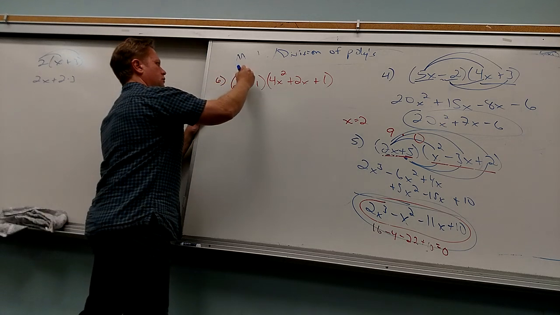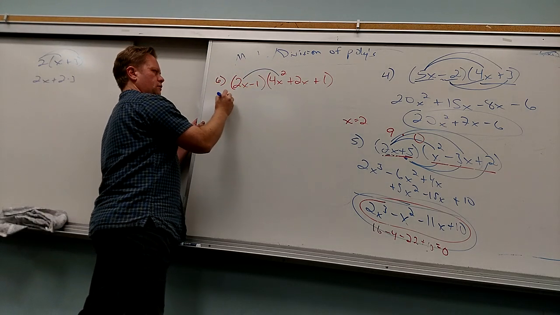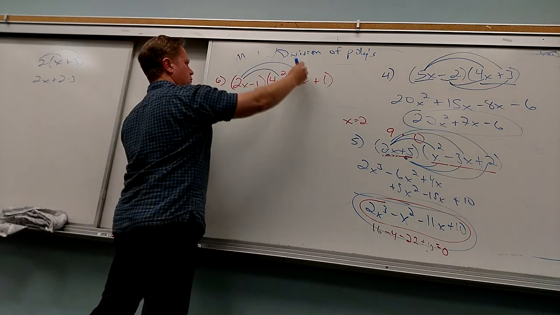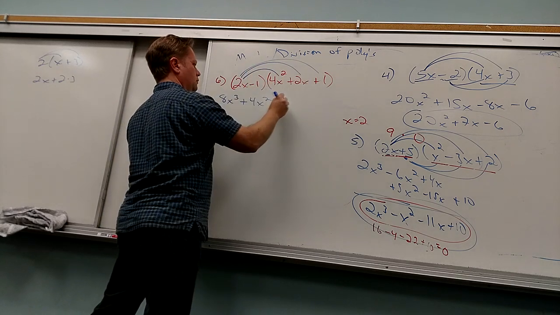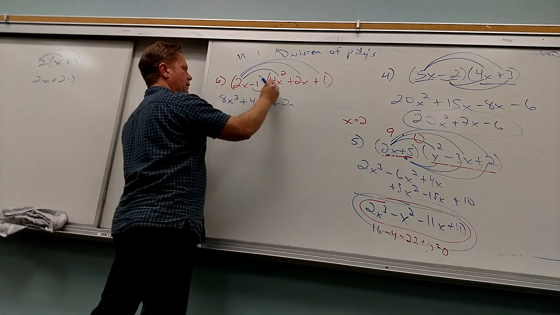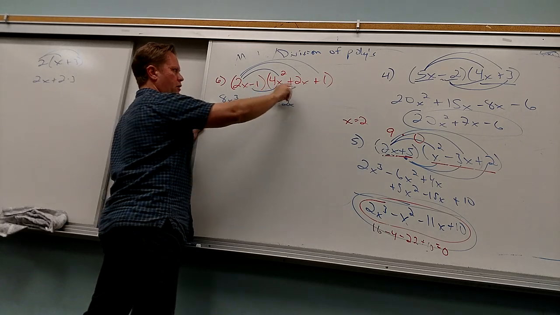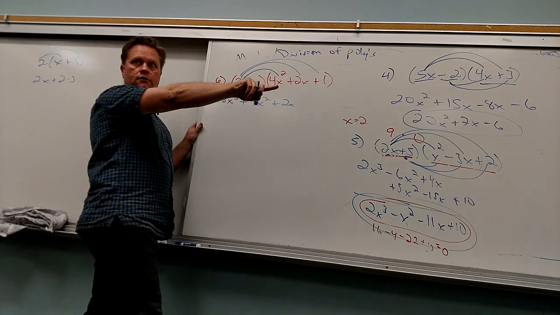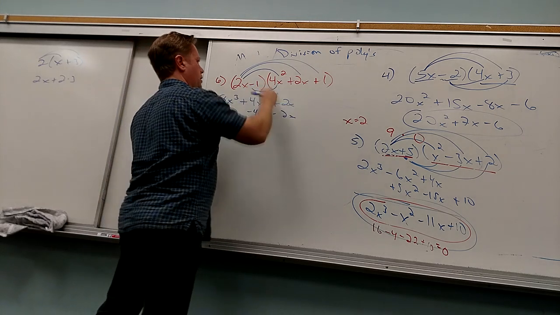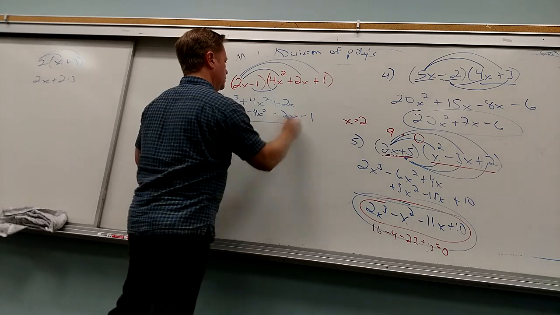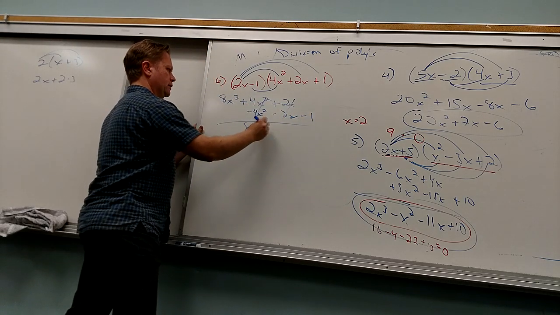So let's see. 2x times 4x squared, 8x cubed. 2x times 2x, 4x squared. 2x times 1, 2x, and then you got minus. So basically this is just going to make all these the same with negatives. So minus 4x squared, minus 2x, minus 1. So those die, and then you get 8x cubed minus 1.